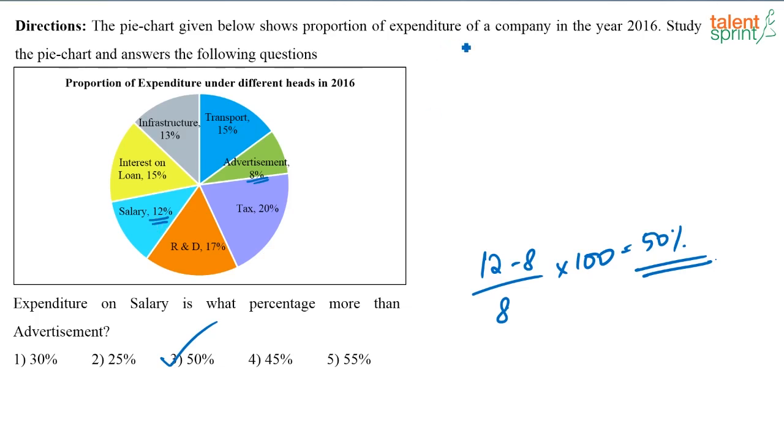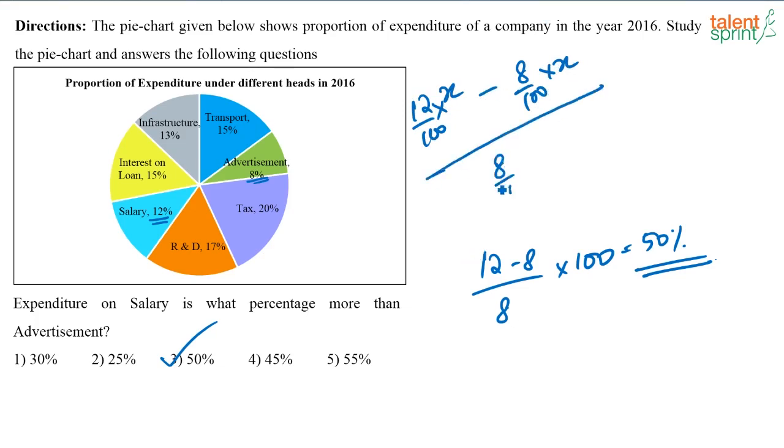So the actual thing that we are doing is, if the total expenditure is X, right, 12 by 100 into X will be the expenditure on salary, and 8 by 100 into X will be the expenditure on advertisement. So the percentage that they are asking for is like this, but you know all this, right? You need not write this 100 and X. So directly just do 12 minus 8 by 8 into 100, 50%.